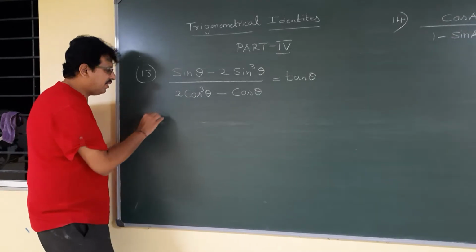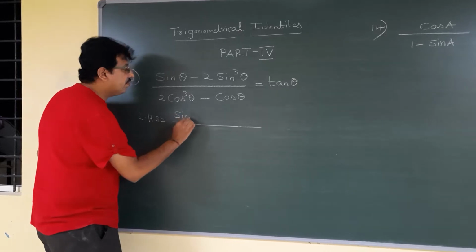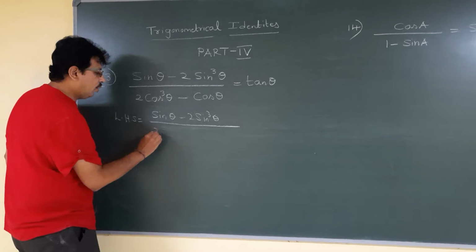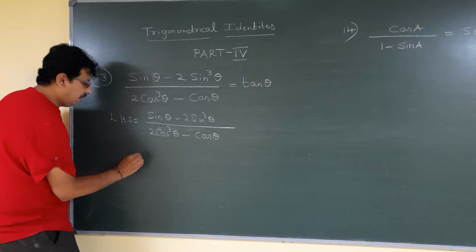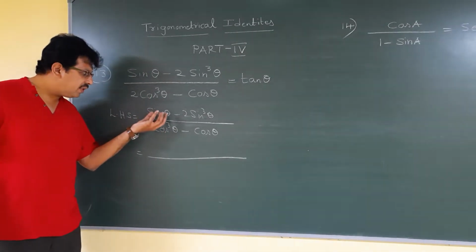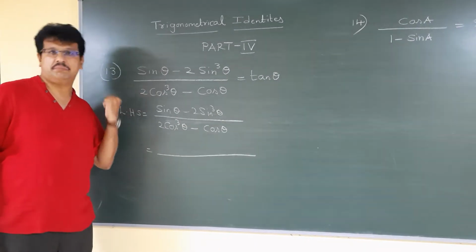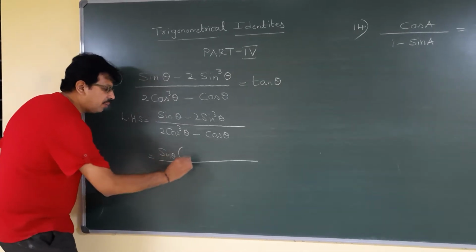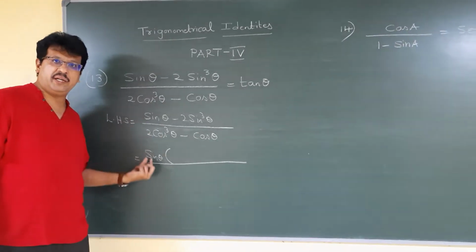So let us take the left hand side, LHS, that is (sin theta minus 2 sin cube theta) by (2 cos cube theta minus cos theta). If you observe very carefully, children, sin theta is there, here sin cube theta is there. I think you should be knowing that you should take common. What is common here? That is sin theta, because here sin cube is there. So we should take sin theta, which is having the lowest power, as common here.